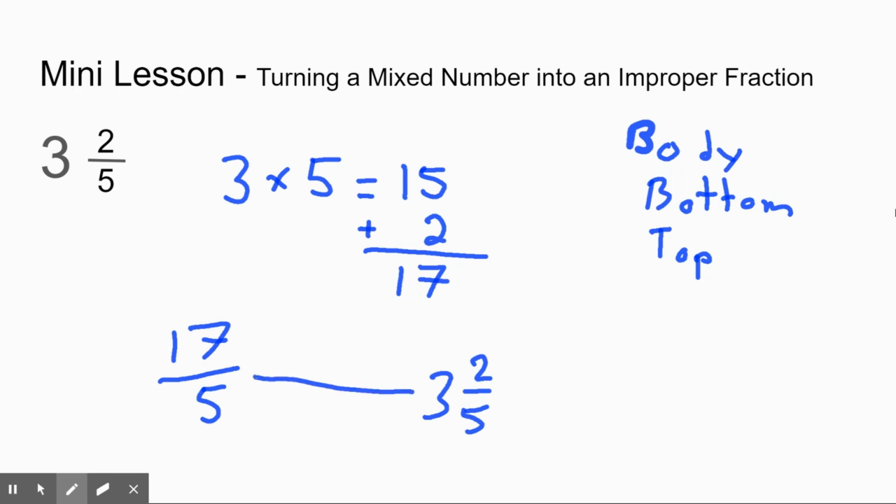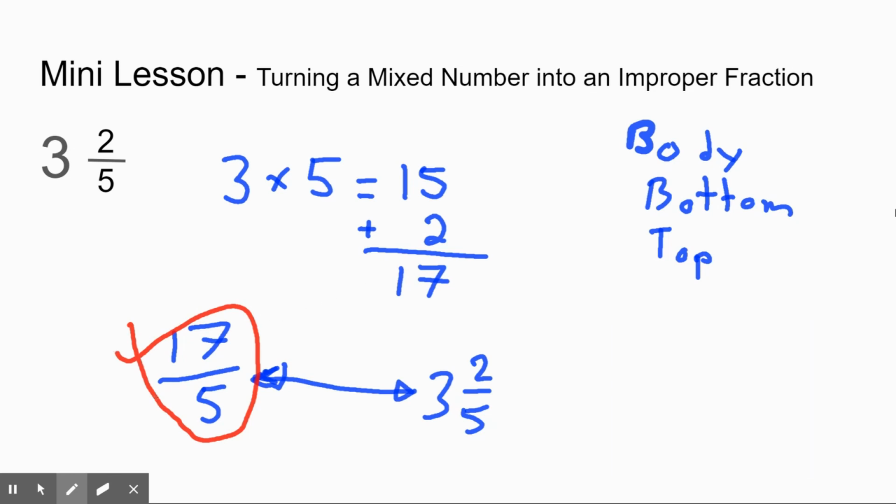You can actually use this both directions if you want, and in some word problems, it might be more useful to have a mixed number as your solution. So, bottom, body, top, turning mixed numbers into improper fractions. Now, an improper fraction, which is this thing over here, doesn't mean that it's bad or impolite or anything. It just means that the numerator is bigger than our denominator. That's all that improper means in a math context.